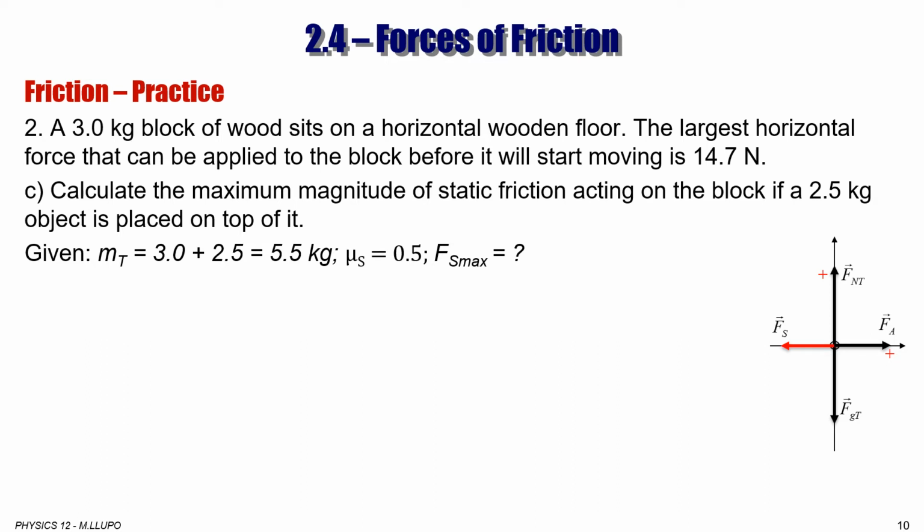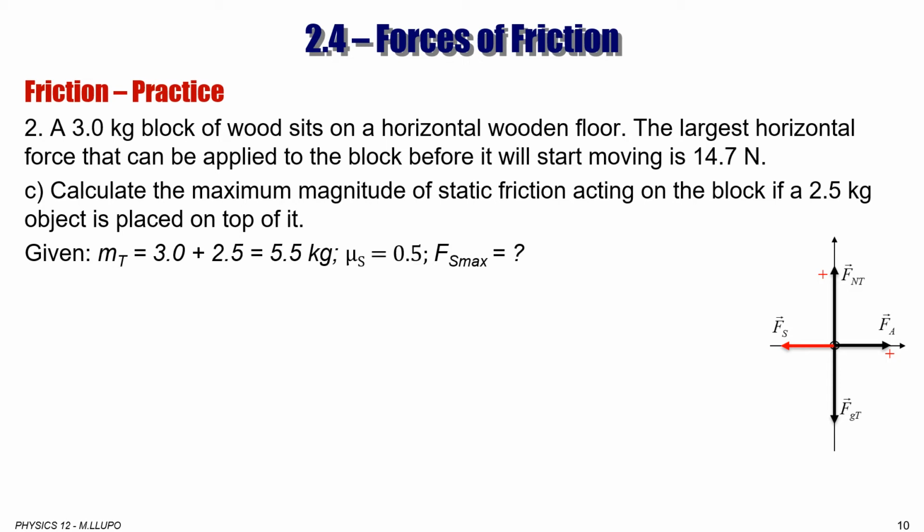So we have pretty much the same thing. A 3 kilogram block of wood sits on a horizontal wooden floor. The largest horizontal force that can be applied to the block before it starts moving is 14.7. Calculate the maximum magnitude of static friction acting on the block if a 2.5 kilogram object is placed on top of it.